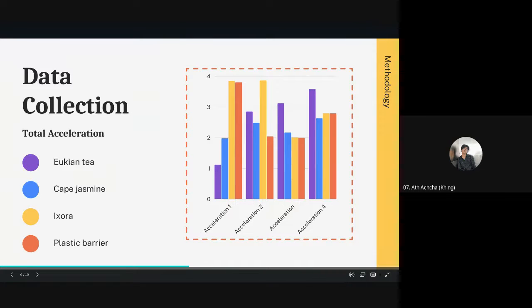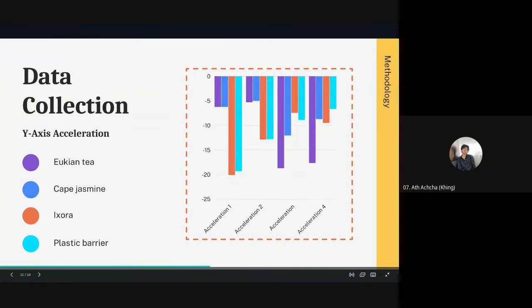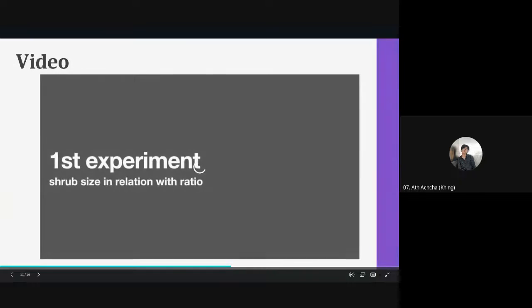So next is about the data collection. This slide is about the total accelerations that affect this experiment. So it represents the action force. The data you can see in the graph. And the second data collection is about the y-axis acceleration. So this graph represents the action force with the reaction force and the effect in the opposite side in this experiment.